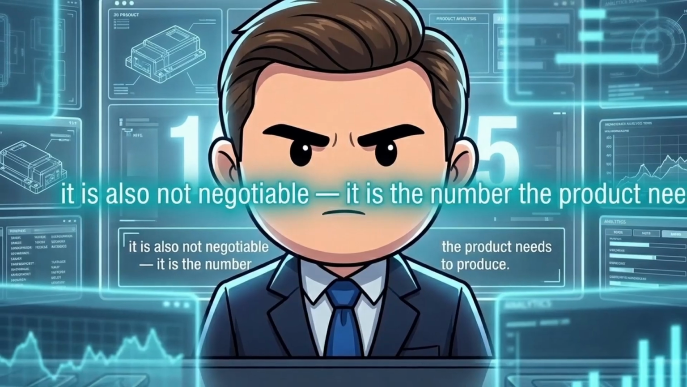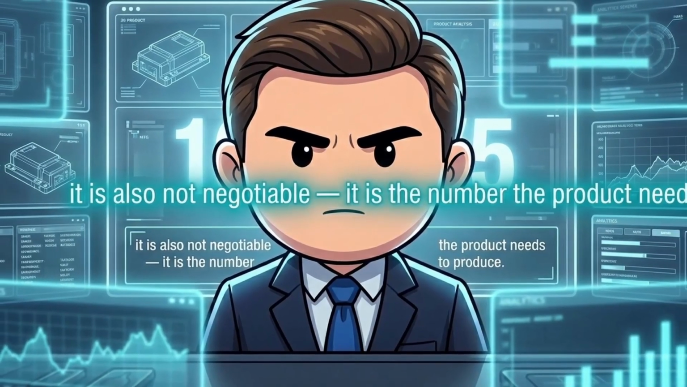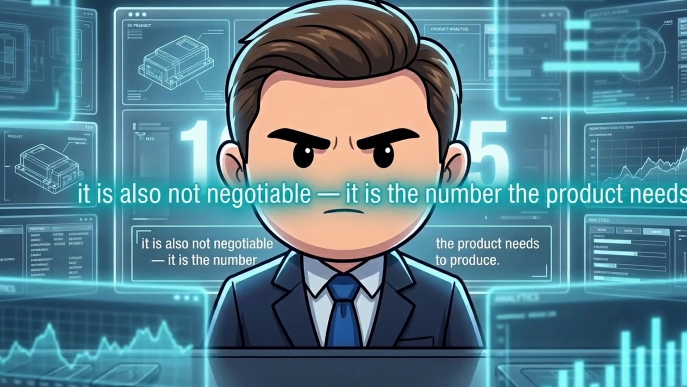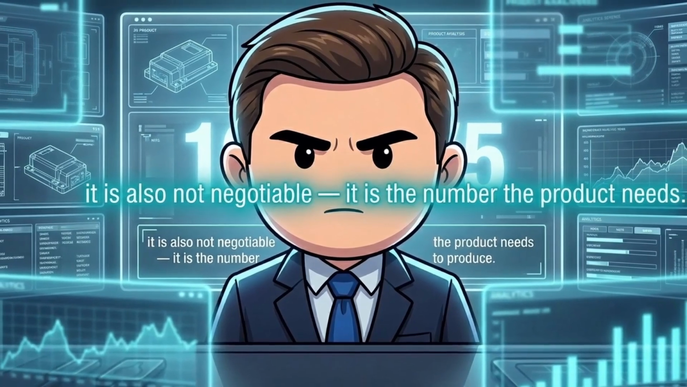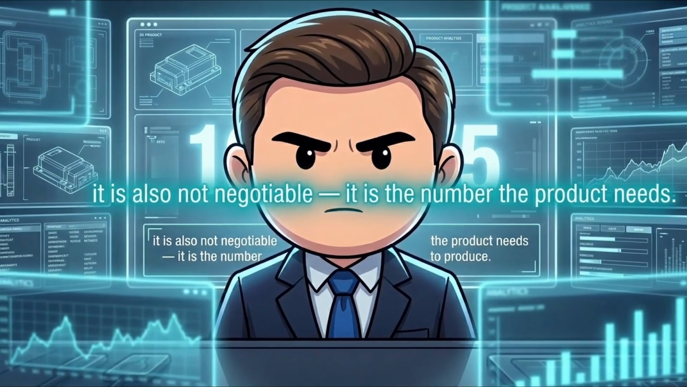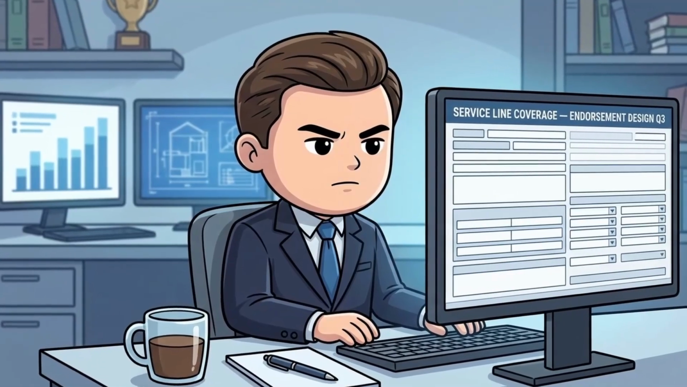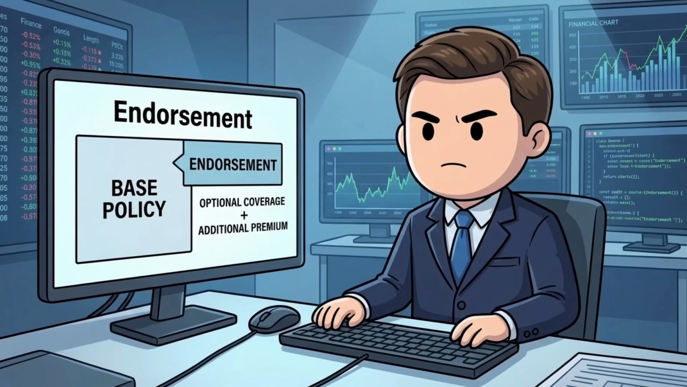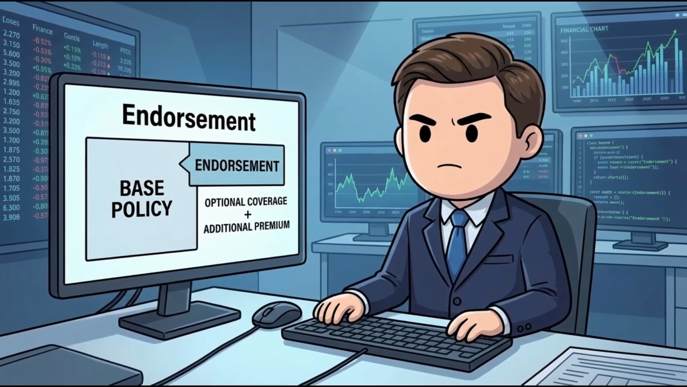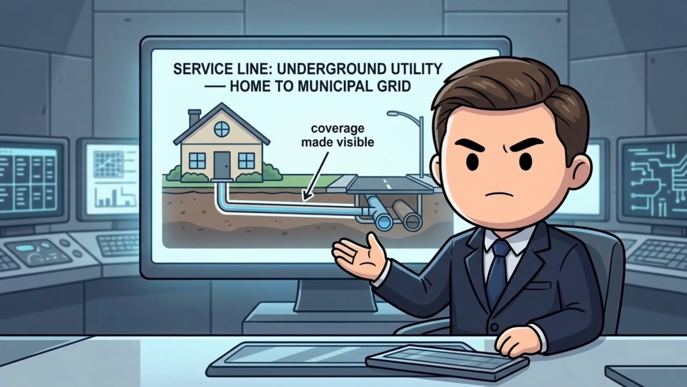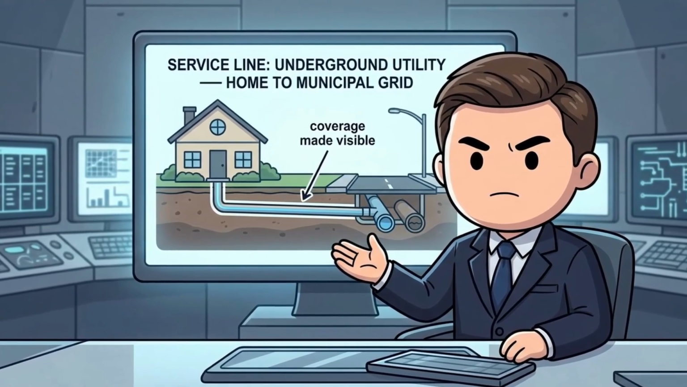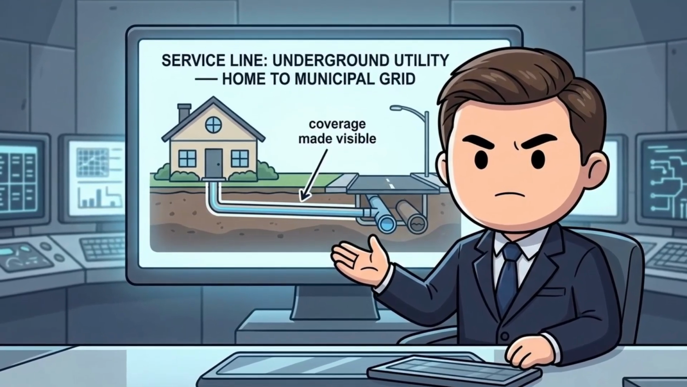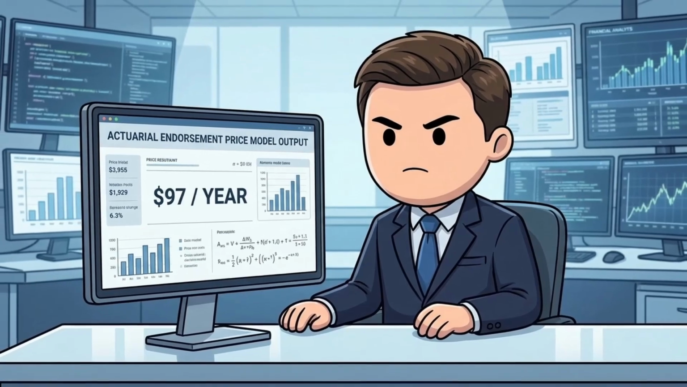It is also not negotiable in any given year. It is the number the product needs to produce for the company to remain solvent, competitive, and profitable simultaneously. You design a new endorsement this quarter. An endorsement is an optional coverage that can be added to a base policy for an additional premium. This endorsement covers service line failures, underground utility lines connecting the home to the municipal supply. It is priced at $97 a year.